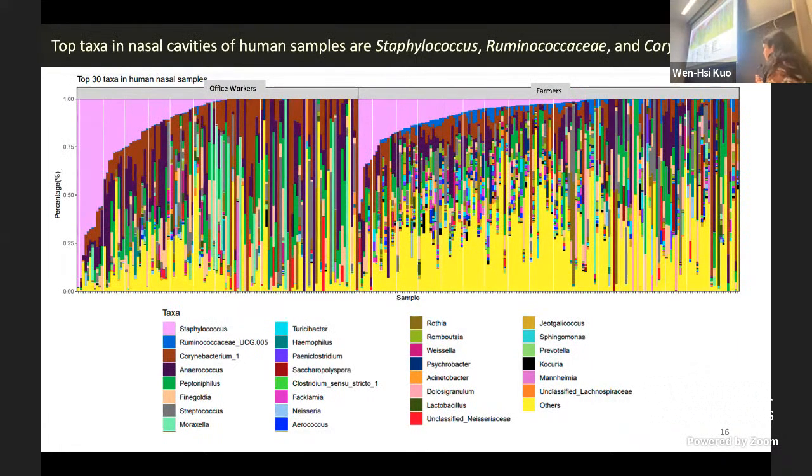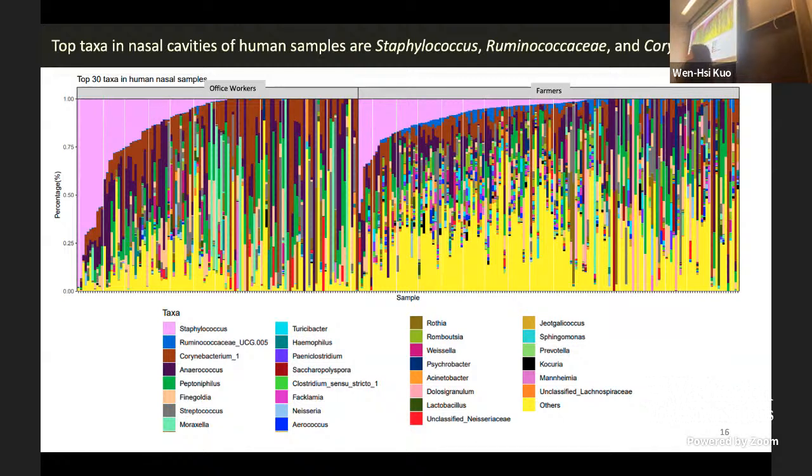Okay, I'm just going to throw you into this data. I'll walk you through it though. So what you're looking at is a stacked bar plot of taxa. And really, you're just going to see big patterns here, right? So on the right, you have the farmers, and on the left are the office workers. And this is specifically from their nasal cavities. These are the top 30 taxa. Those in yellow are considered all the others, obviously more than 30.